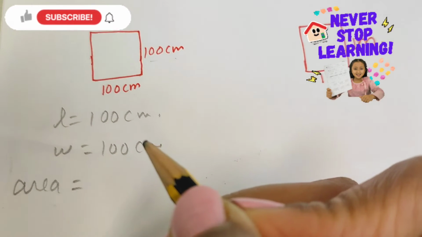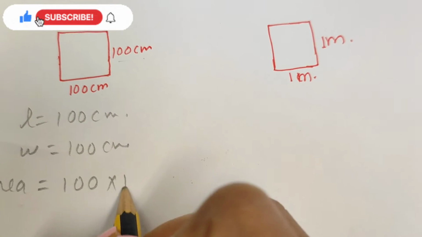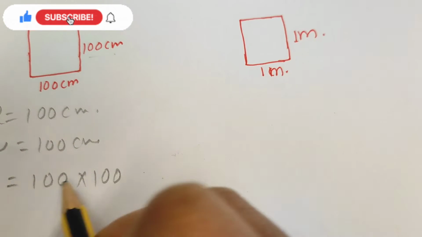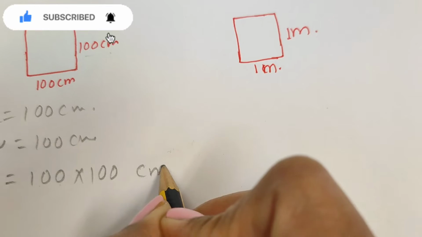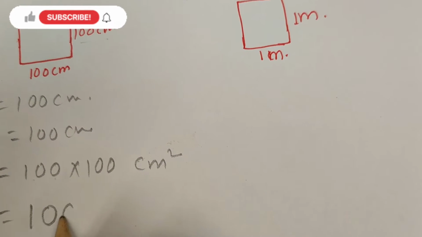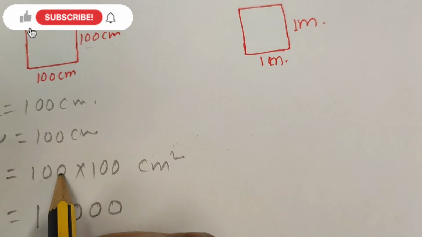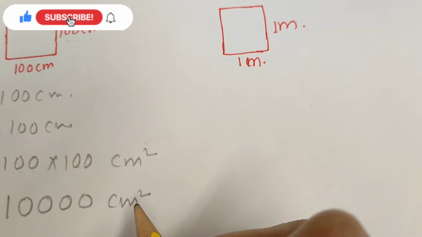So the area of a square is how much? The length times the width, and the unit, because we are multiplying 100 centimeters with 100 centimeters, becomes centimeter squared. That gives me 2 zeros from here and 2 zeros from here. That gives me 10,000 centimeters squared.